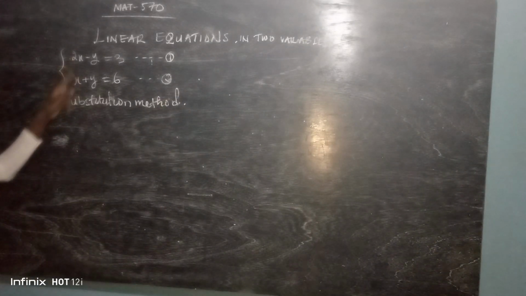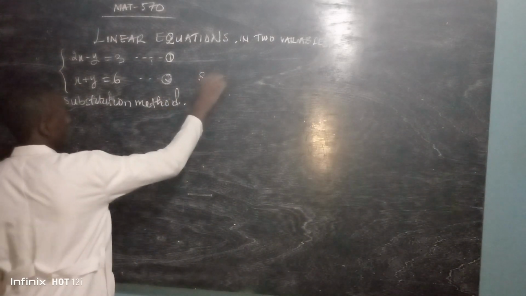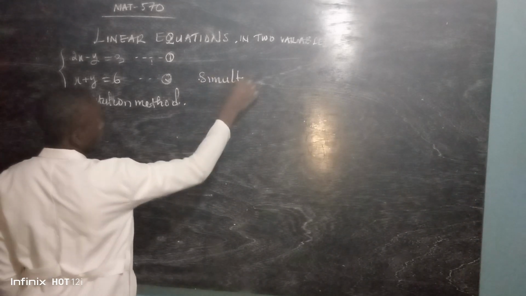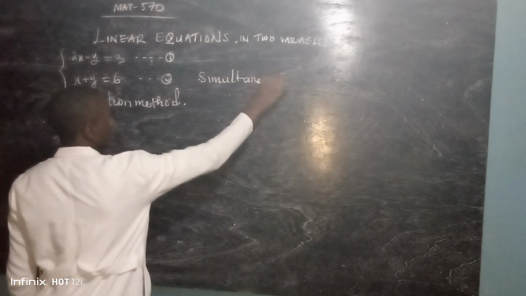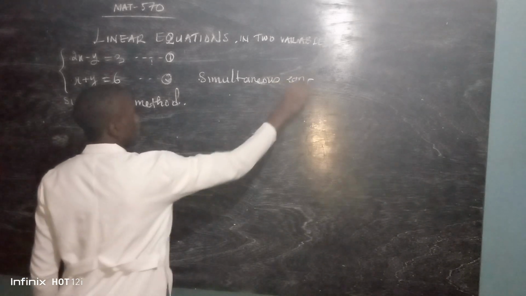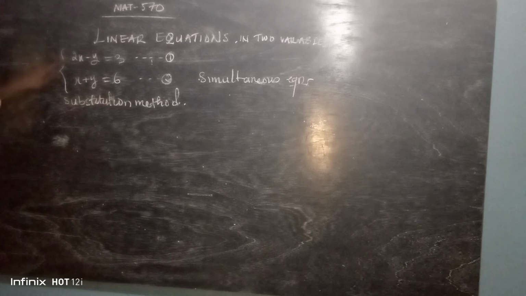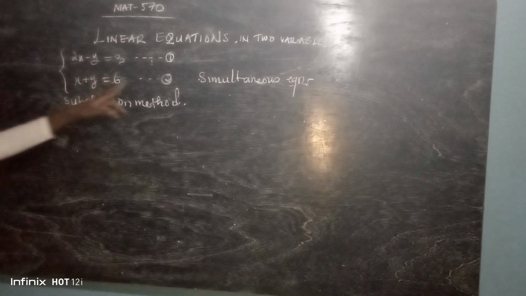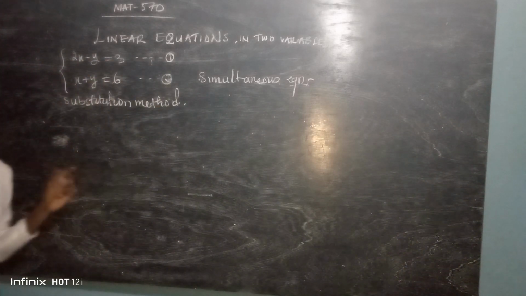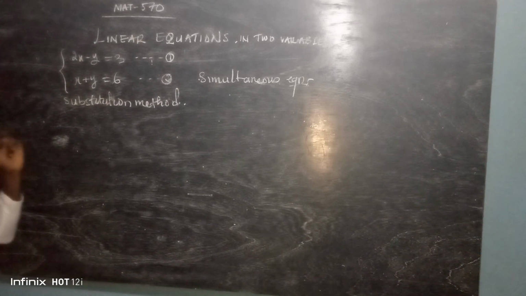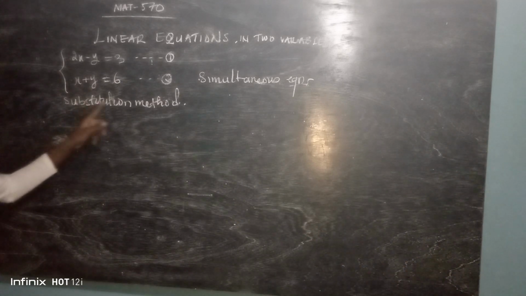A pair of two equations in two unknowns is known as simultaneous equations. So whenever I have two equations, a pair of two equations in two unknowns, they are called simultaneous equations. How do we solve simultaneous equations? We are going to look at the first method, which is the substitution method.